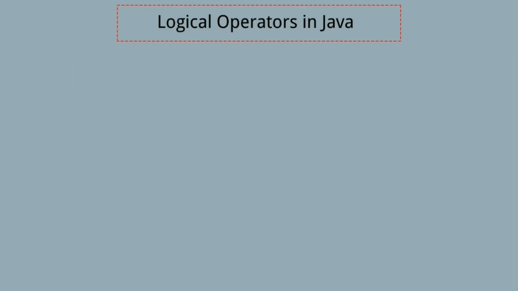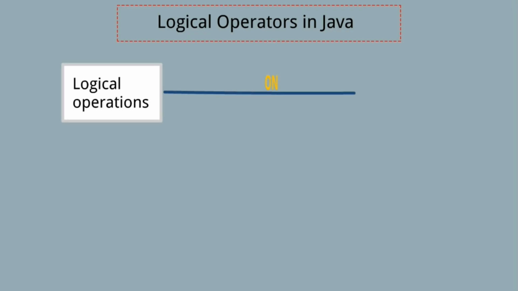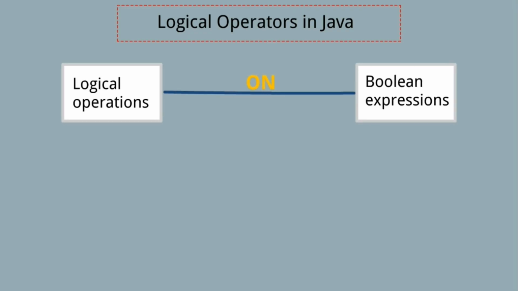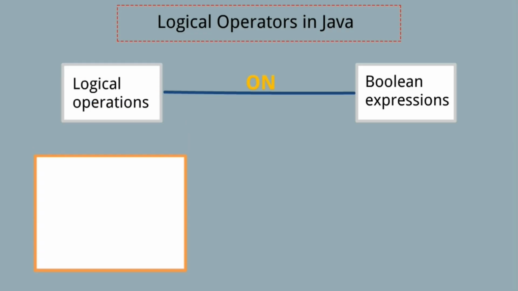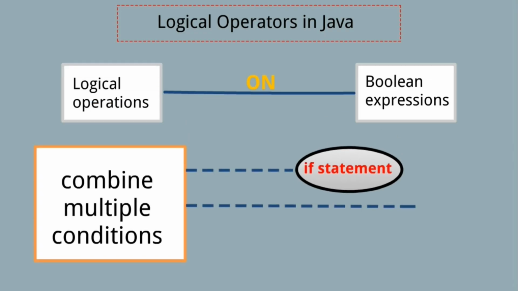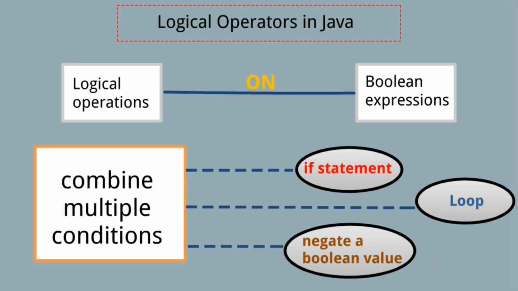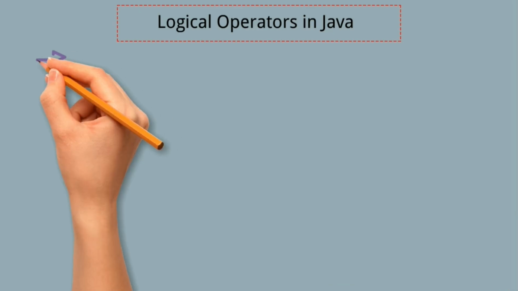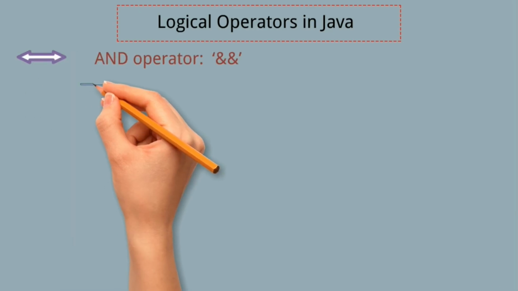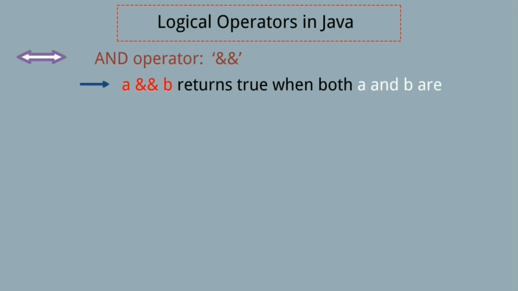In Java, logical operators are used to perform logical operations on Boolean expressions. They are used to combine multiple conditions in an if statement or a loop or to negate a Boolean value. The logical operators that are available in Java are the AND operator. This operator is used to check if both the conditions are true. If both conditions are true, then the entire expression returns true.